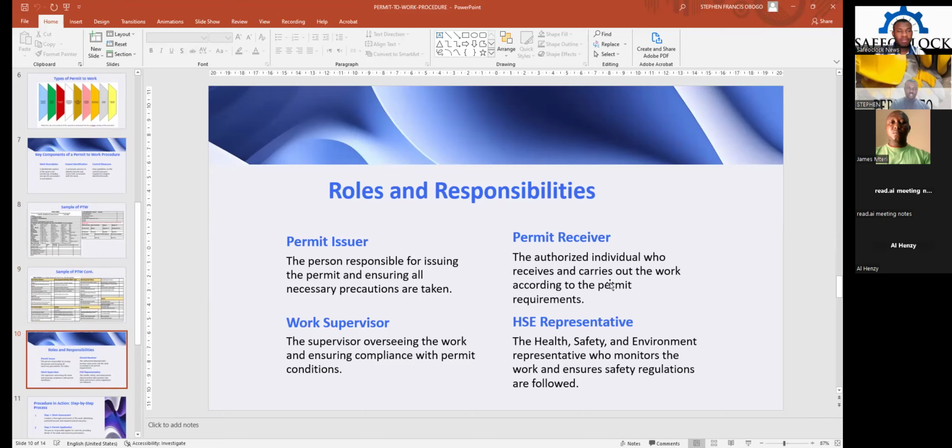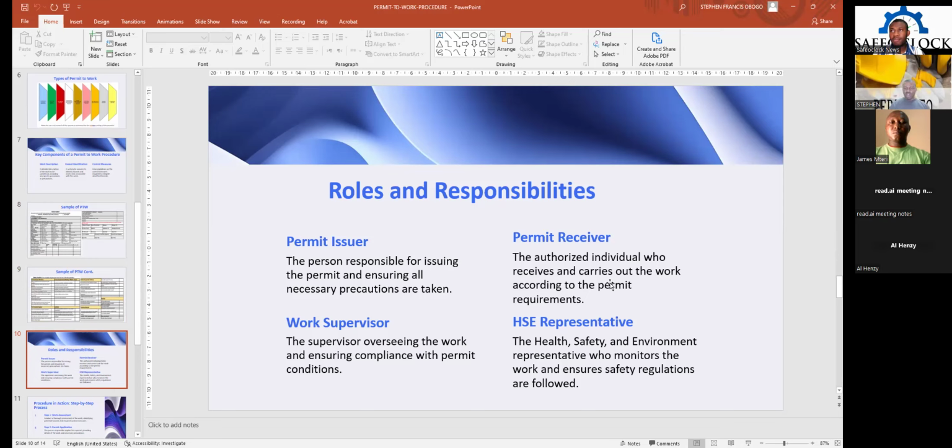Like I've mentioned, like you see from the form, we have the permit issuer, the person responsible for issuing the permit and ensuring all necessary precautions are taken. The permit receiver, the authorized individual who receives and carries out the work according to the permit requirements. Then we have the work supervisor, the supervisor who oversees the work activity and ensures compliance with the permit conditions.